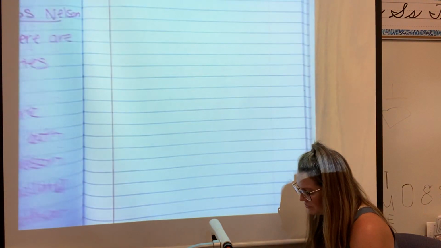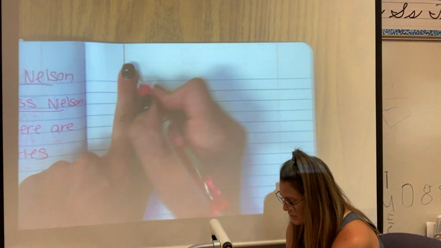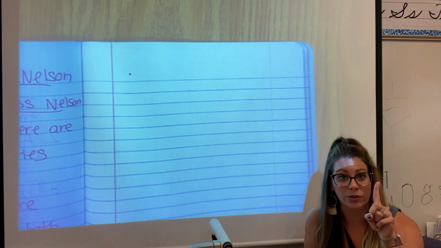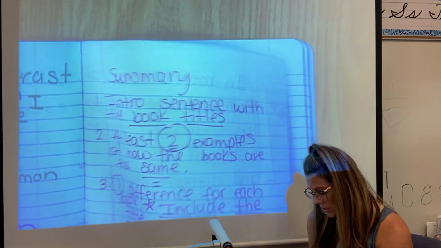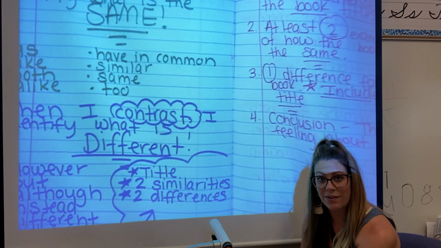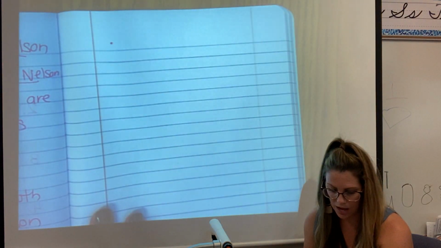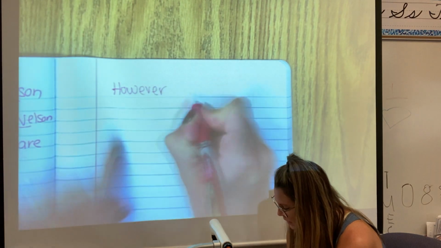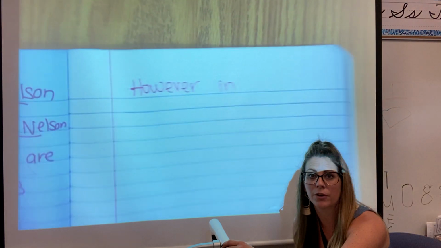All right, so we are starting our new paragraph. We're indenting, and we're going to make sure we include the titles and some of our contrast words, all right? So some of our contrast words, remember, are down at the bottom. So let's see. However, I like that one. And make sure I'm including which one I'm talking about. I'll make it a little bit bigger for you.